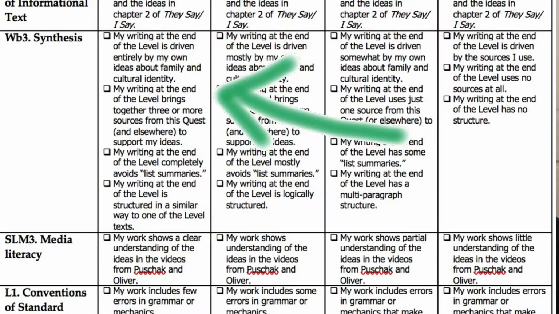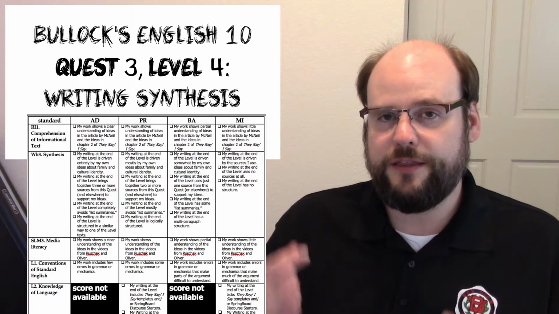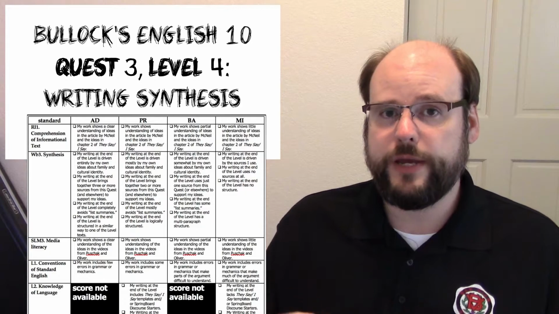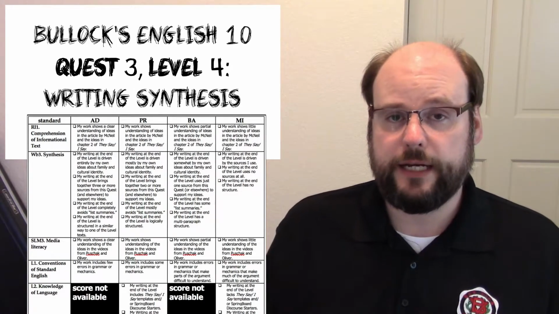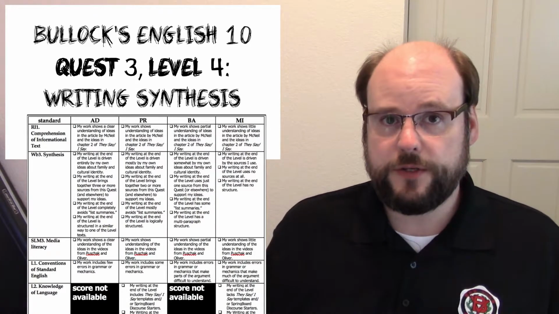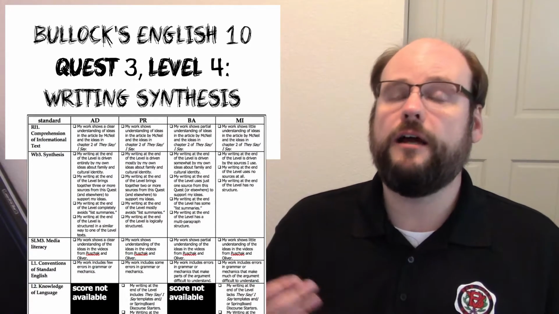Bullock's first rule, your synthesis is driven by your ideas. So my writing at the end of the level is driven entirely by my own ideas about family and cultural identity. Bullock's second rule, bring together multiple sources to support your ideas. You're going to need to bring together 3 or more sources from this quest to support your ideas. Now, the obvious thing is to think back to level 2 of this quest, where we had the 3 sets of sisters who did not share a cultural identity. Does that mean that those are your 3 sources? No. There are plenty of other places you can go.